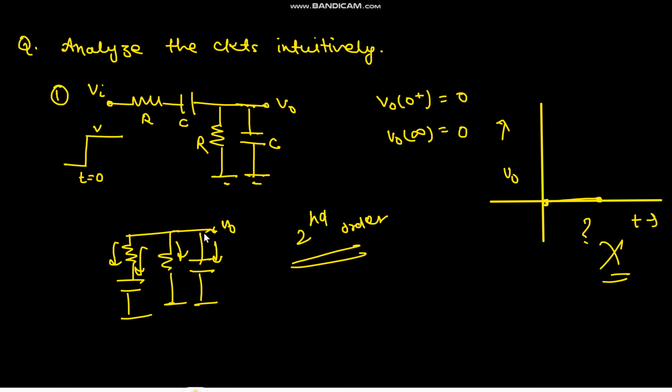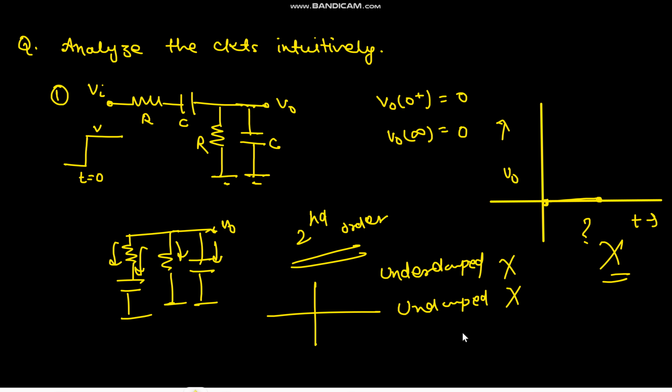You can't really tell where the poles would be, but you can tell one thing: both of the poles can't be imaginary, so it can't be underdamped or undamped. So there are two conditions left: critically damped and over damped. In critically damped we have two poles both at the same point, and in over damped we have two poles at different points. Here both of the poles won't be at the same point, at 1 by RC or anything like that, but they will be at different points. So it's definitely an over damped system, right?